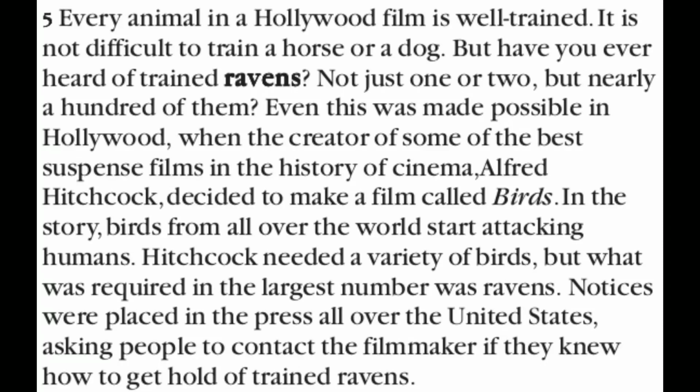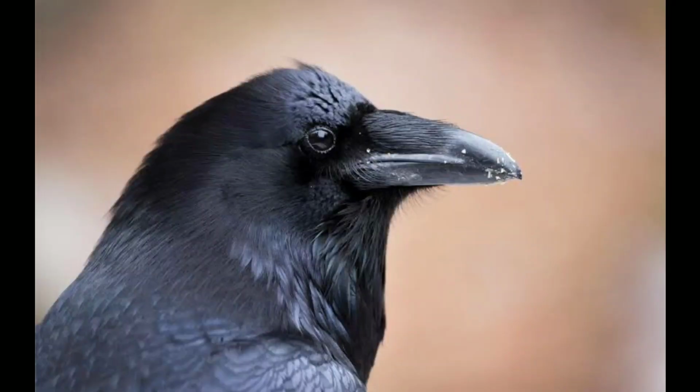Okay, what do you understand from this paragraph? Here he talks about Alfred Hitchcock. He was a famous filmmaker, a suspense filmmaker. Alfred Hitchcock produced a film. The name of the film was Birds. And in that film, Alfred Hitchcock needed a lot of birds. Birds were actors in that film. And these birds should be well trained. And how could he get those birds? That is what is mentioned in the paragraph. What did he do to get trained ravens?